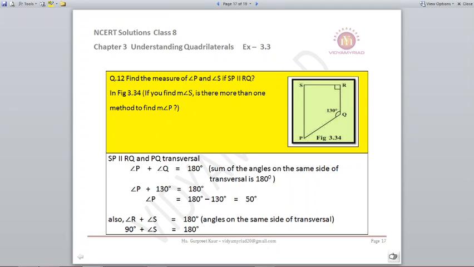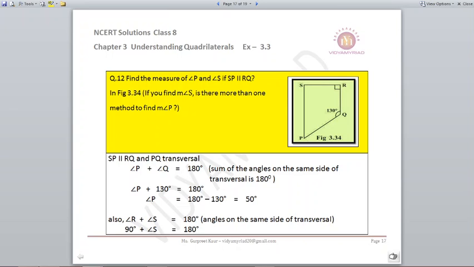Question number 12. Find the measure of angle P and angle S if SP is parallel to RQ, and in the figure it is given. If you can find S, then is there any other way of finding angle P? Now let us take SP parallel to RQ and PQ as a transversal. You already have angle Q as 130 degrees, so we can find angle P by using the property of co-interior angles, or the sum of the angles on the same side of the transversal is 180 degrees. So I can say angle P plus angle Q is equal to 180. So angle P comes out to be 50 degrees.